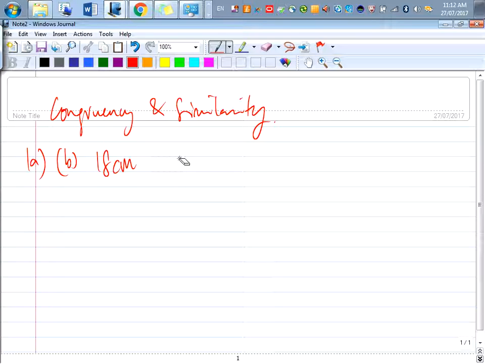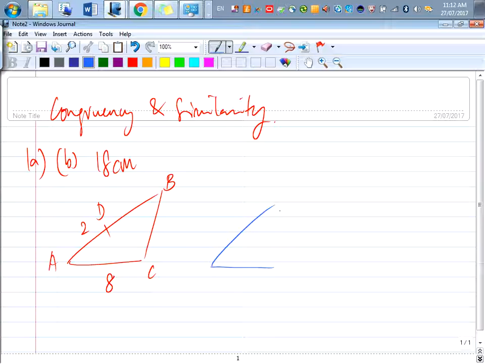Part B, okay. So I drew out the two triangles first. A, B, C, and over here is D. The lengths that I have are 8 and 2. Then I have another triangle, A, E, D. This is 2 and this is 5. Yuling, first you agree with me that these are the dimensions? Okay.